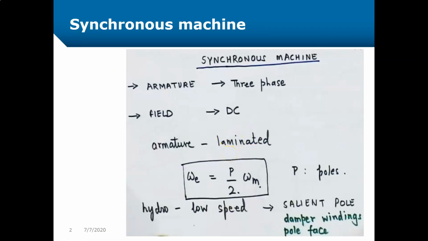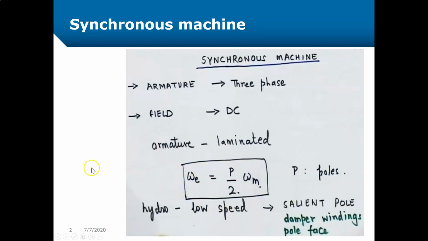As the rotor rotates, it generates the EMFs, and they have a frequency given by omega E, as you see here. We have the relationship that omega E is equal to P divided by 2 times omega M. P is the number of poles in the machine, while omega M is the mechanical speed. This shows a relationship between the electrical rotation and mechanical rotation.